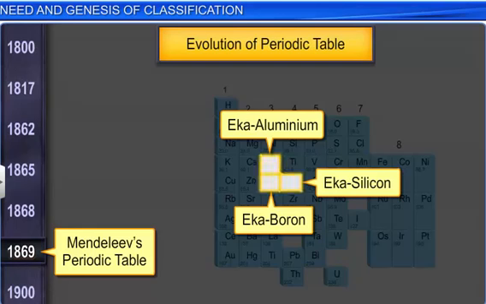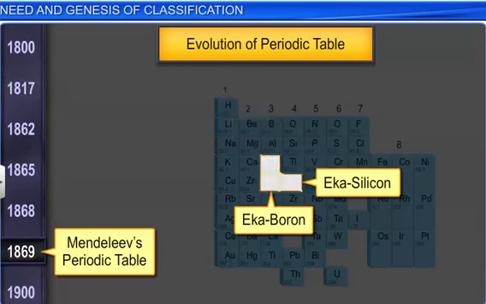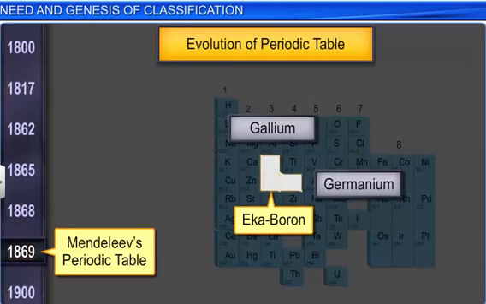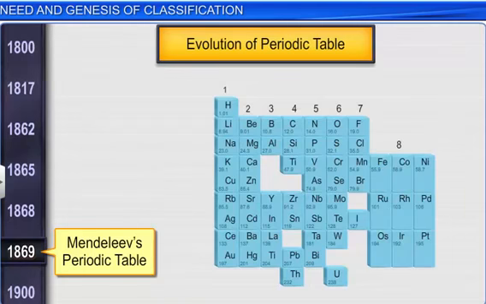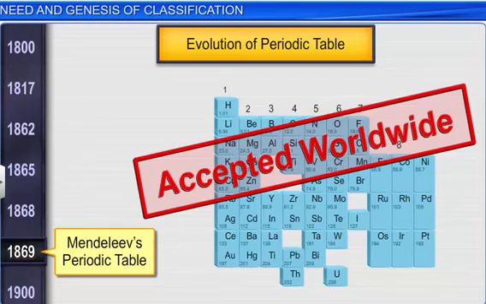These elements were later discovered and named as gallium, germanium, and scandium. Mendeleev's confident predictions and their eventual success made his periodic table win accolades.